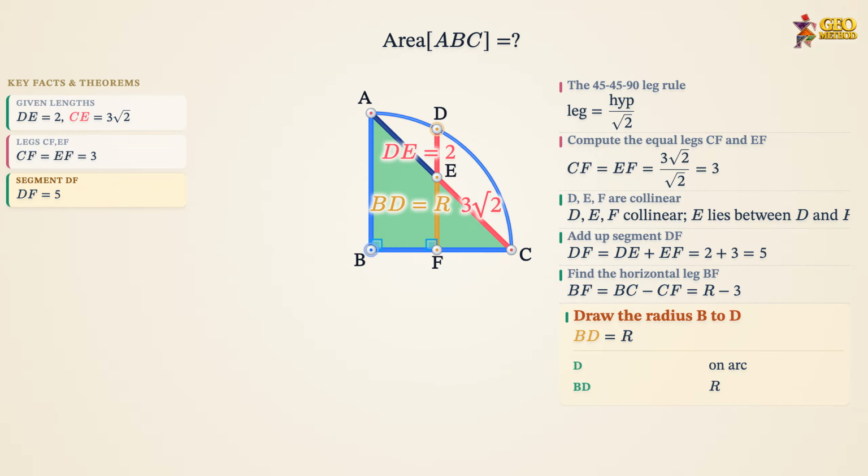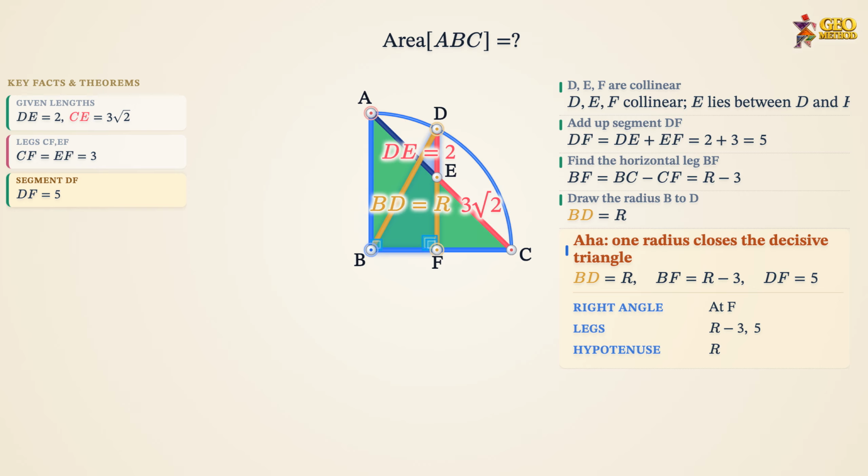Now draw the segment from the center B out to the point D. Because D lies on the arc, this segment BD is a radius, so its length is R. This new line is the hypotenuse that ties everything together. Aha! Segment BD is the radius that closes triangle BFD. The same unknown R appears as the hypotenuse BD, while the base BF is R minus 3 and the other leg is 5. One right triangle now contains the whole radius equation.